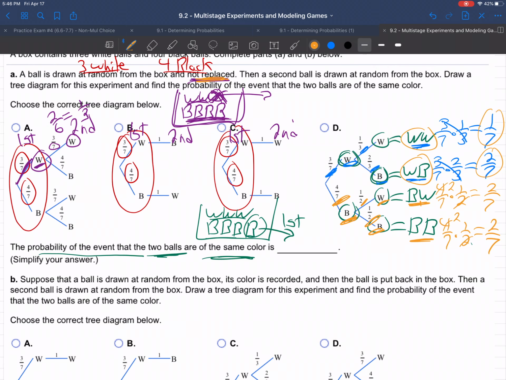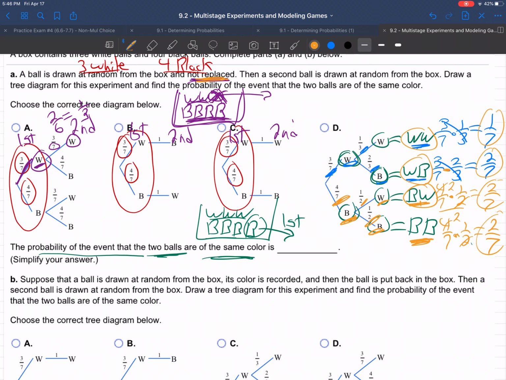Notice we multiply. This whole section, section 9.2, is multi-stage experiments, meaning we're going to do one thing and then another. So we're drawing out one marble and then a second marble. Whenever you do 2 things in a row or 3 or 4 things, you multiply those probabilities. See how I'm multiplying each of these probabilities? Chance of getting black and then white, we multiplied and we got 2/7. Black and then black, we multiplied and we got 2/7.